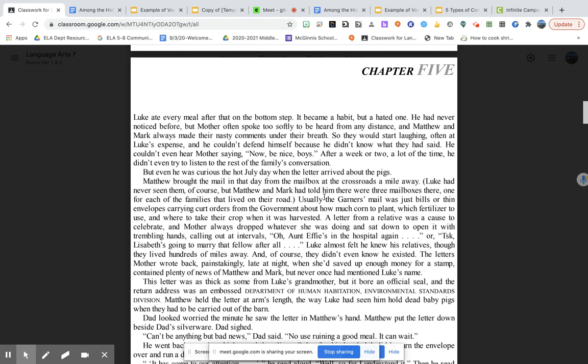Luke ate every meal after that on the bottom step. It became a habit, but a hated one. He never noticed before, but Mother often spoke too softly to be heard from any distance, and Matthew and Mark always made their nasty comments under their breath. So they would start laughing, often at Luke's expense, and he couldn't defend himself because he didn't know what they had said. He couldn't even hear Mother saying, "Now be nice, boys." After a week or two, a lot of the time, he didn't even try to listen to the rest of the family's conversation.